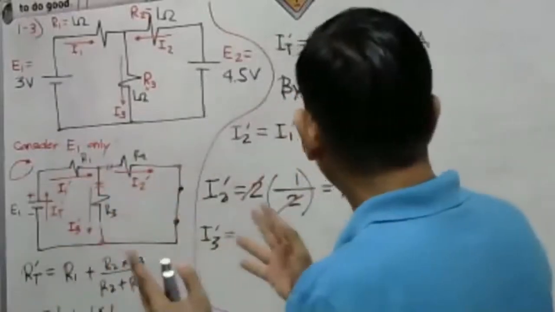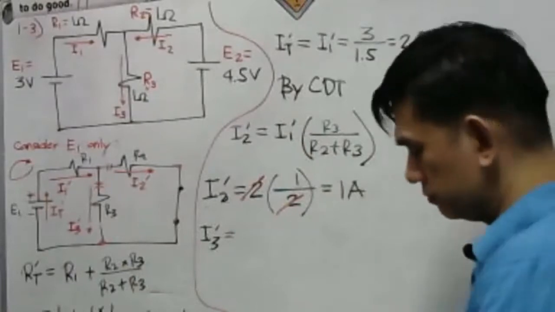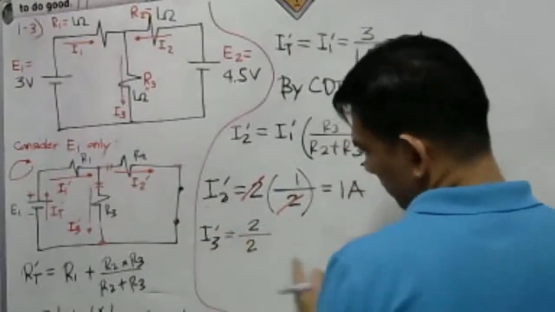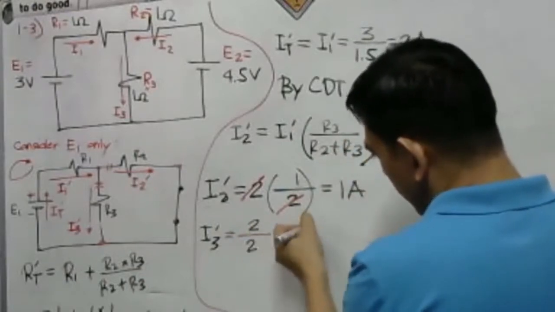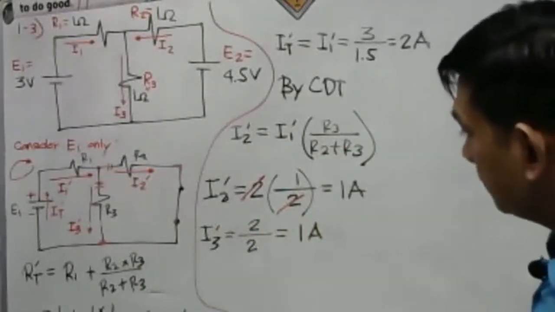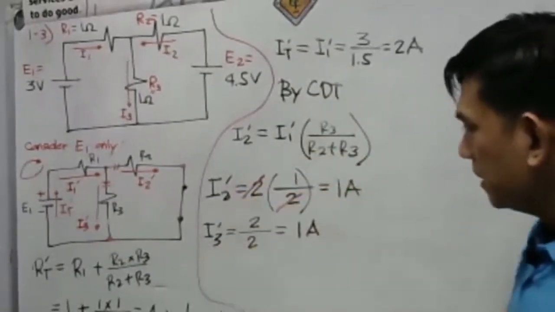If we have our 2 ampere, it's simply 2 ampere divided by 2, because there are 2 branches with equal resistances. So we have here 1 ampere. That will be our I3 prime. So we already have I1, I2, and I3 prime.